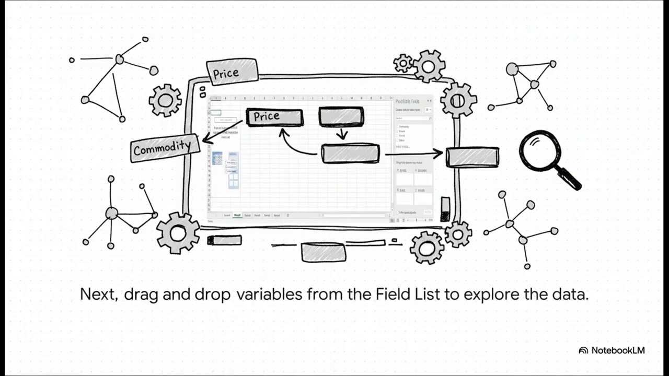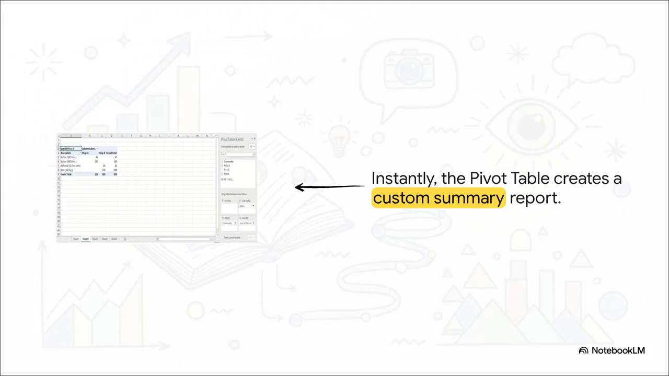And this is where the real fun begins. You'll see this control panel pop up. From there, you just start dragging your data fields, your variables, into these different areas for rows, columns, and values. You're basically building a custom report in real time. And bam, just like that, the pivot table spits out a custom summary report. I mean, think about how long that would take to do by hand. It's this incredible, dynamic way to just play with your data and see what stories start to emerge.